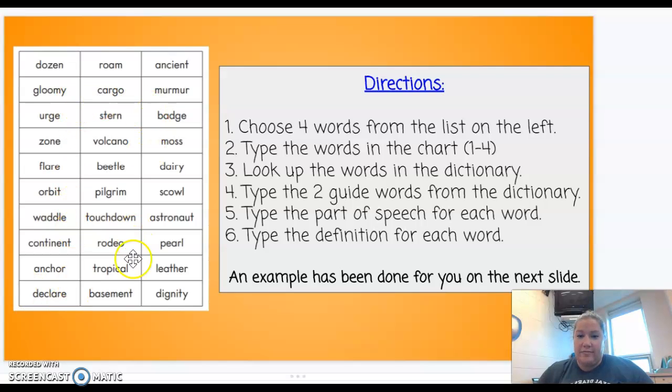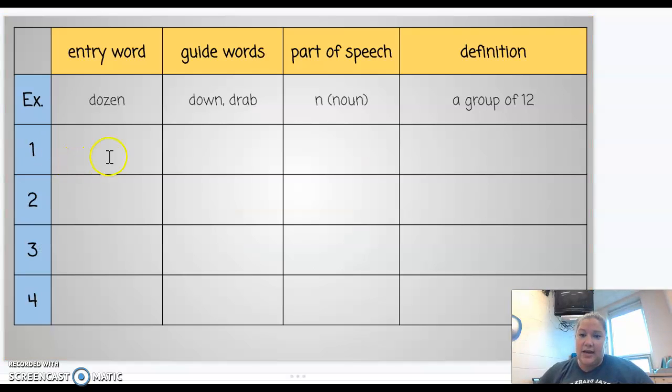You will see this sheet of paper that has multiple words. You will be picking the 4 words of your choice from this list. After you choose your 4 words, you will need to go to the slide below, that looks like this, and type those 4 words here.